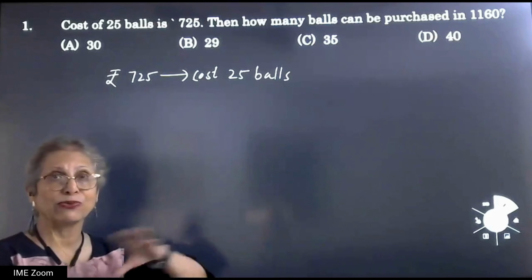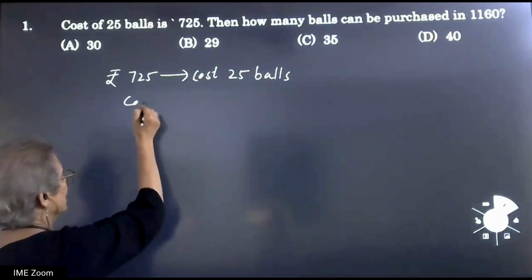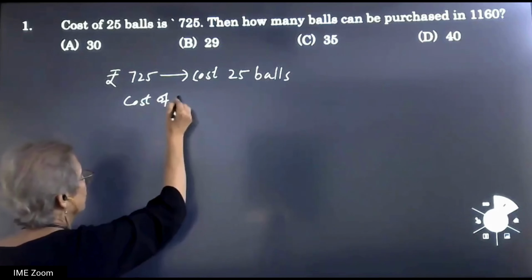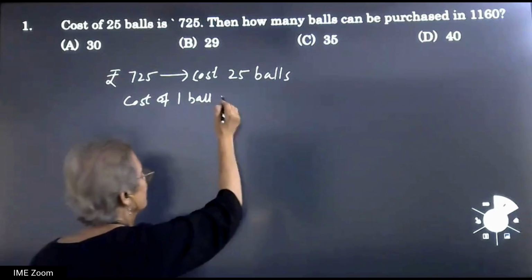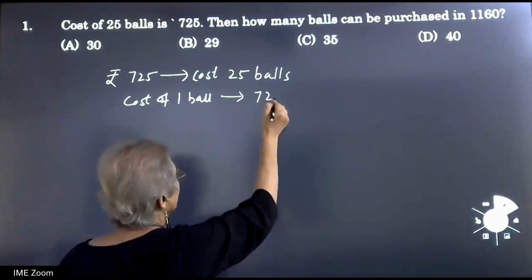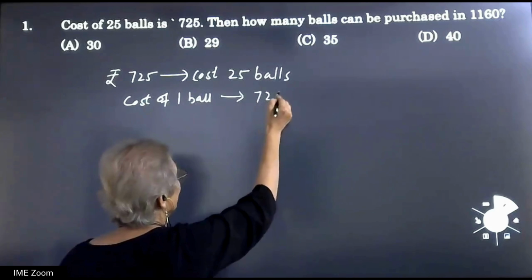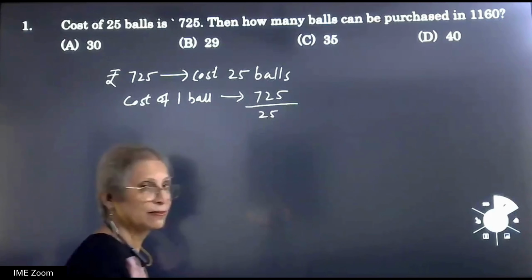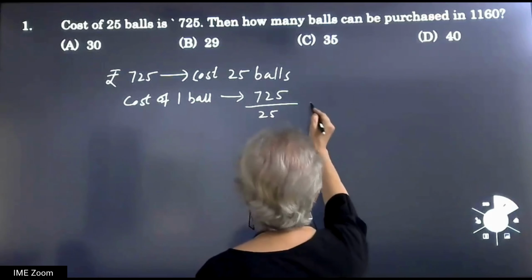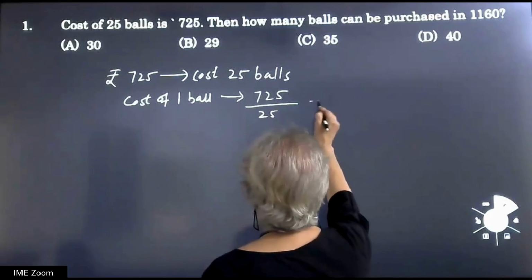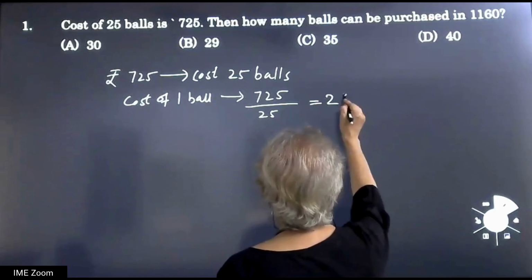So first what we have to find out? The cost of one ball. So let us find out the cost of one ball. Therefore, the cost of one ball. Again, many to one, so we will do division. 725 divided by 25. Let us divide and find out. 25 twos are 50 and 25 nines are.